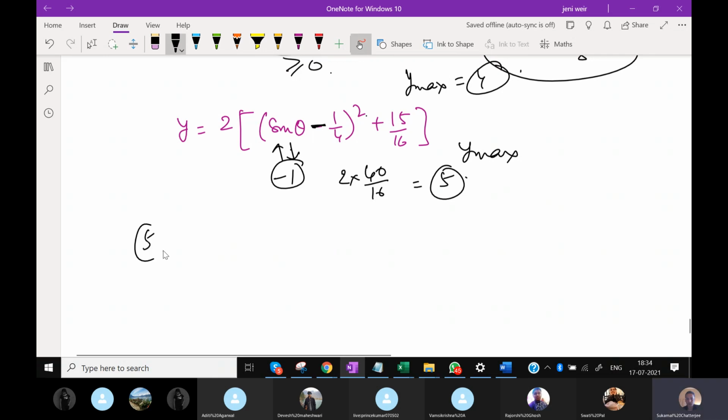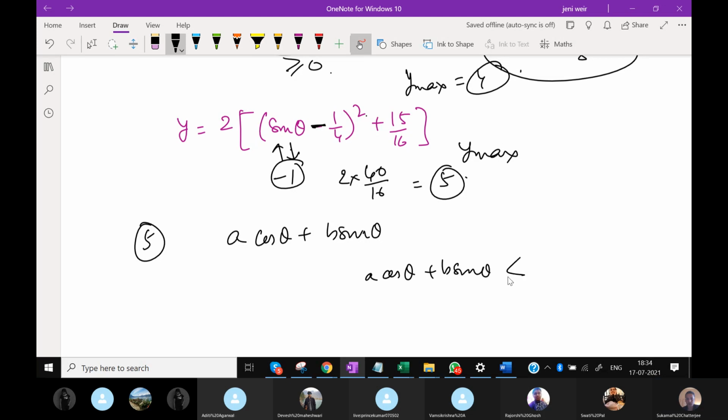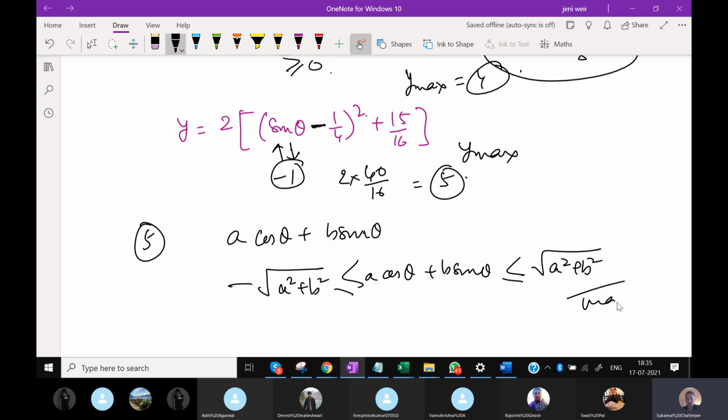The next concept is, if you have a cos theta plus b sine theta, then this will always lie between root over a square plus b square and minus root over a square plus b square. This is another concept of maxima and minima. So if you are given an expression of the form a cos theta plus b sine theta, this would be the maxima, this would be the minima. Okay.